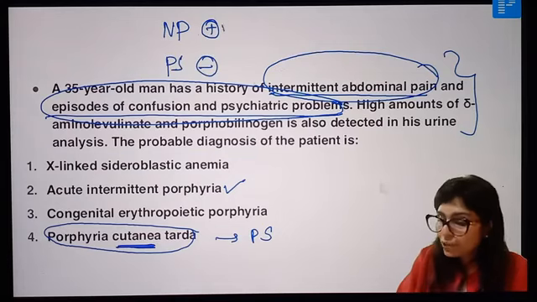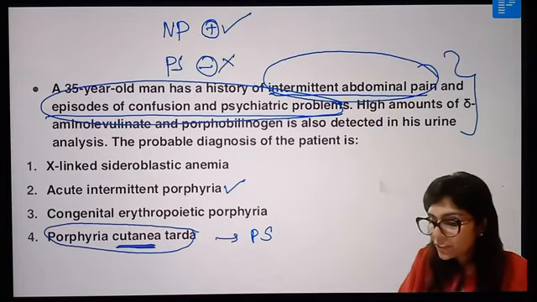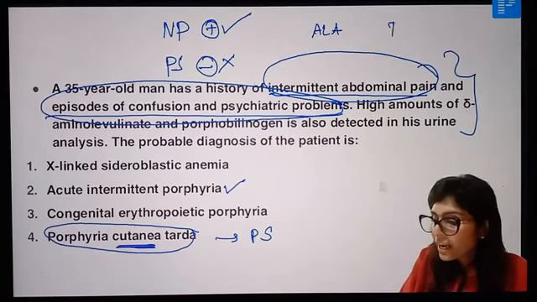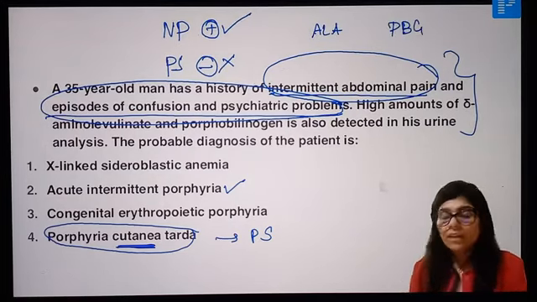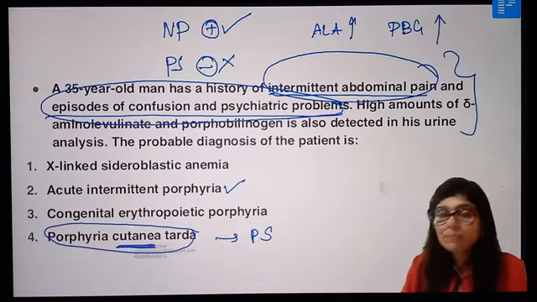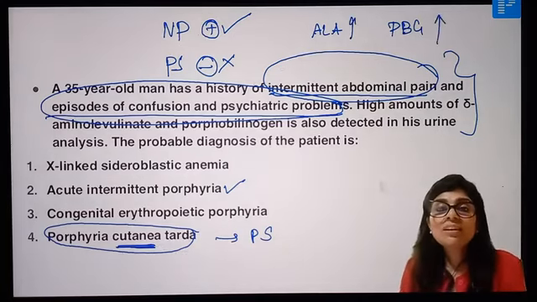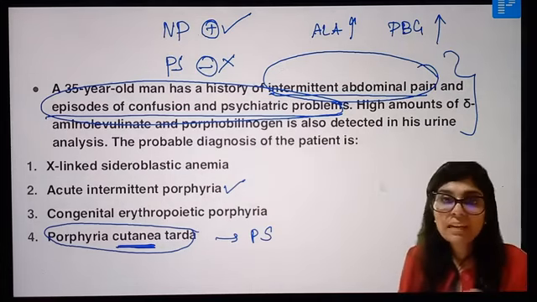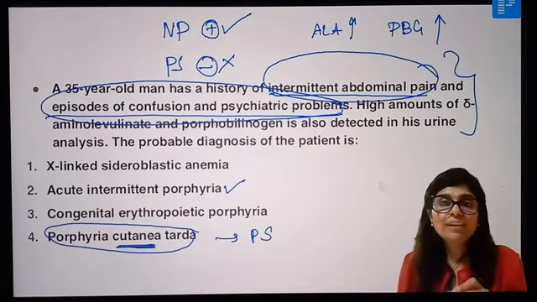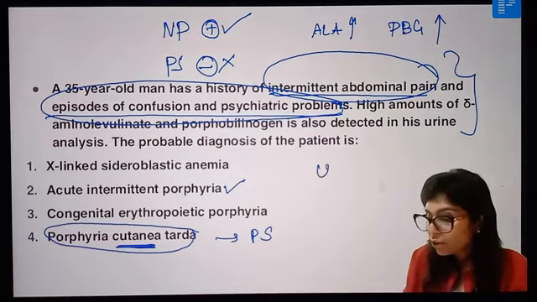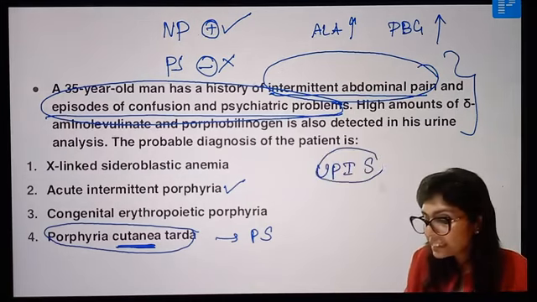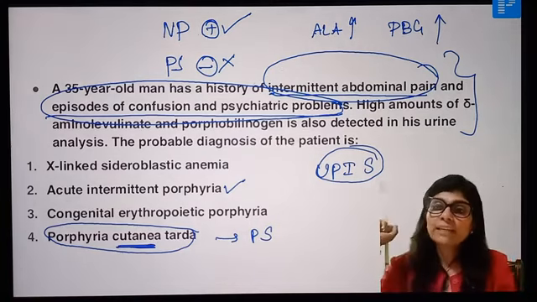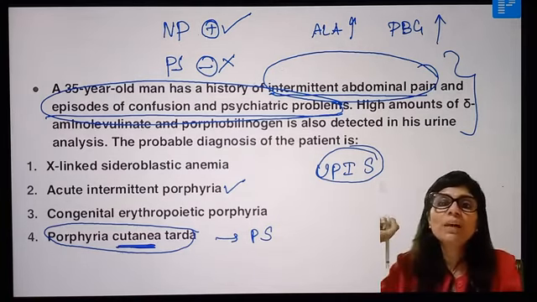Whenever you see only neuropsychiatric manifestations without photosensitivity, you should estimate ALA and PBG. If both ALA and PBG are elevated, it is called the most popular, acute intermittent porphyria. Acute intermittent porphyria is caused by the defect of uroporphyrinogen 1 synthase.